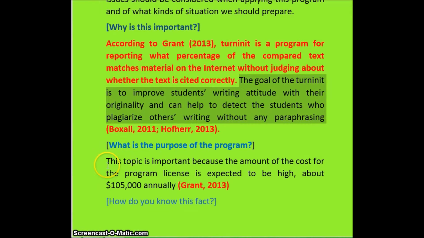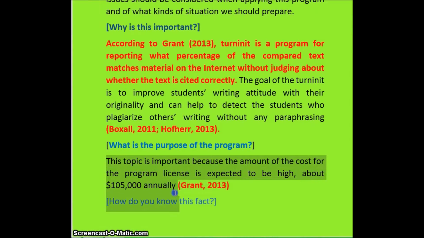Now, in the next sentence down here, notice he makes a claim that the program cost $105,000. On one hand, that's a fact, but it's a fact that not everyone knows. It's not public knowledge. So in this sense, he has to cite where that fact comes from, because he didn't find it himself, and therefore, how do you know this is really true? Well, it's true because it was published in this article by Grant. So the citation here answers the question, how do you know that this is true?